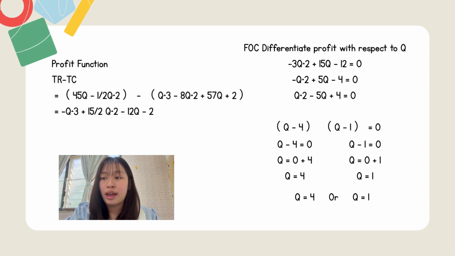So we need to use the FOC, differentiate profit with respect to Q, so that we can get the equation Q squared - 5Q + 4 equal to 0. So that we can get the factors of this equation, which are Q equal to 4 or Q equal to 1.